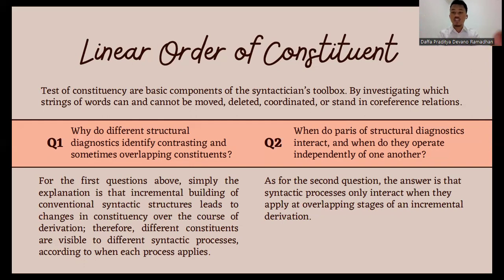So for the first question, the answer is simply that the incremental building of syntactic structures leads to change in constituency over the course of derivations. Therefore, different constituents are visible to different syntactic processes according to when each process applies. And for the second question, the answer is that syntactic processes only interact when they apply at overlapping stages of an incremental derivation.